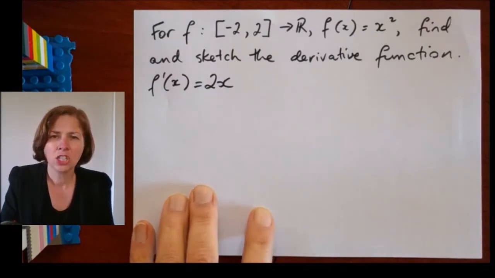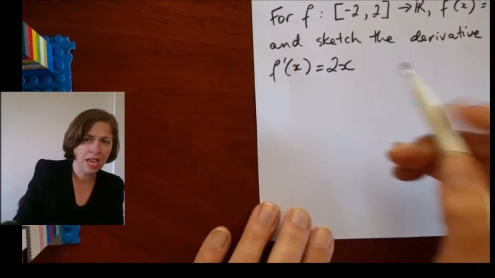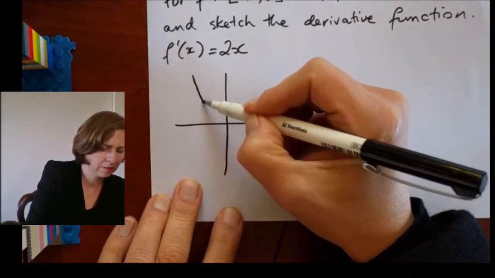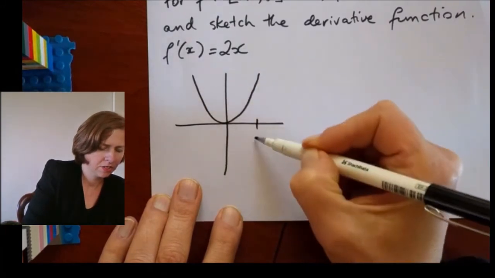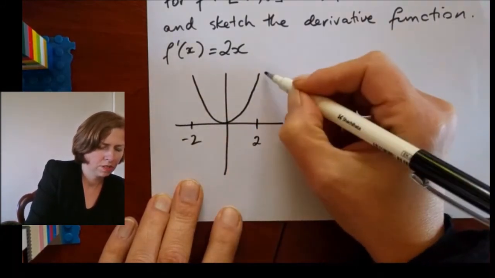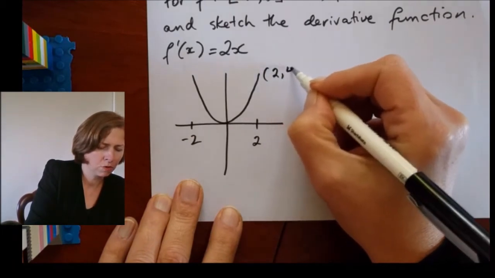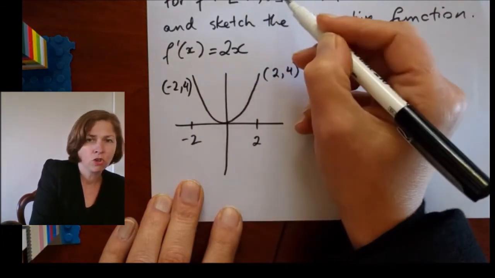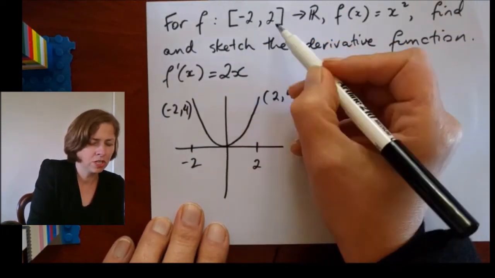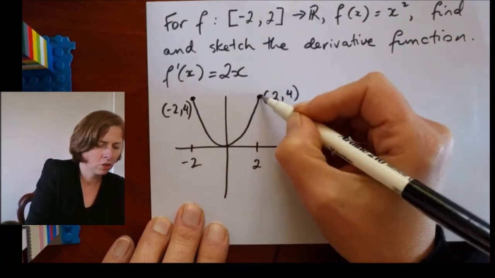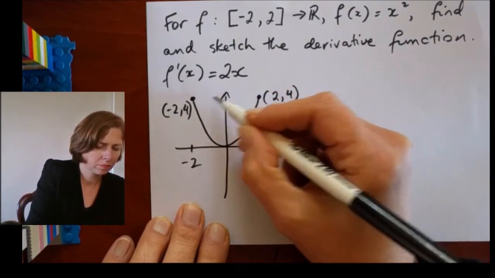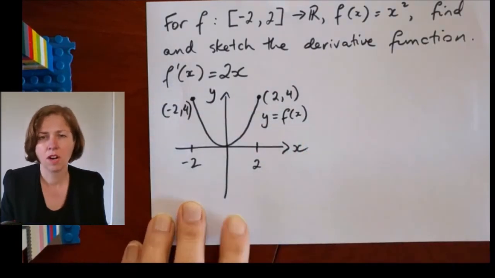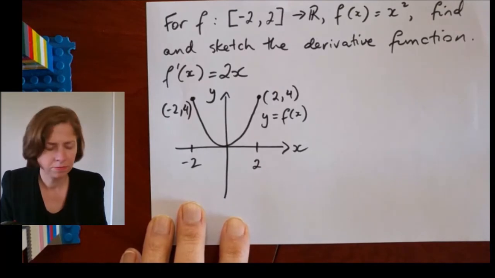But first, let's look at the original function and let's sketch that. So this is x squared, and here is 2 and negative 2. So this is going to be the point 2, 4, and this is going to be the point negative 2, 4. And those 2 points are included in my domain. So closed circles. All right, that's my quadratic function.